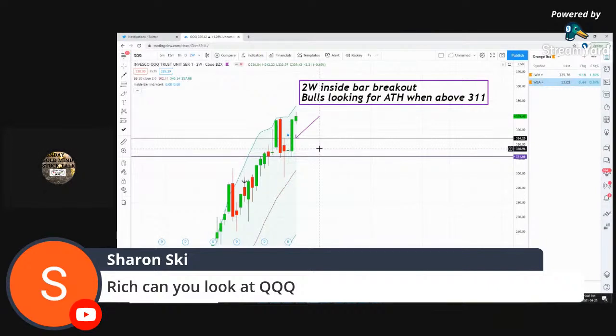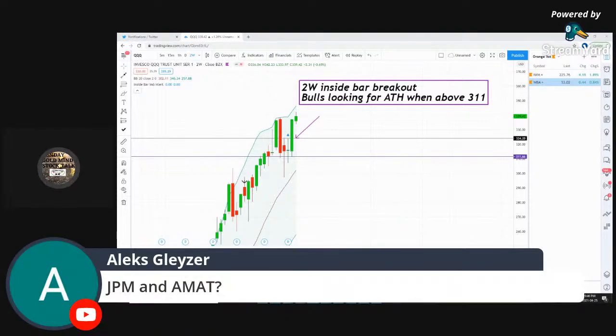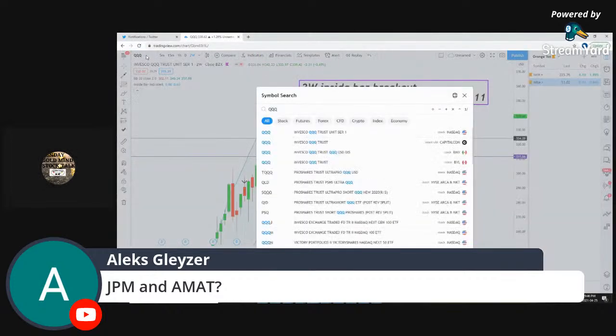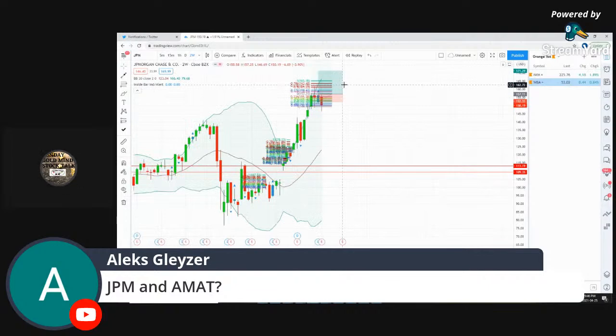The majority of your trades definitely should be looking to the upside if you're playing tech, but earnings can definitely change that. So keep an eye on earnings, but the chart is showing a very, very bullish pattern. Okay, sorry, I already did Matthew here. JPM and AMAT. JPM, yeah, so JP Morgan.